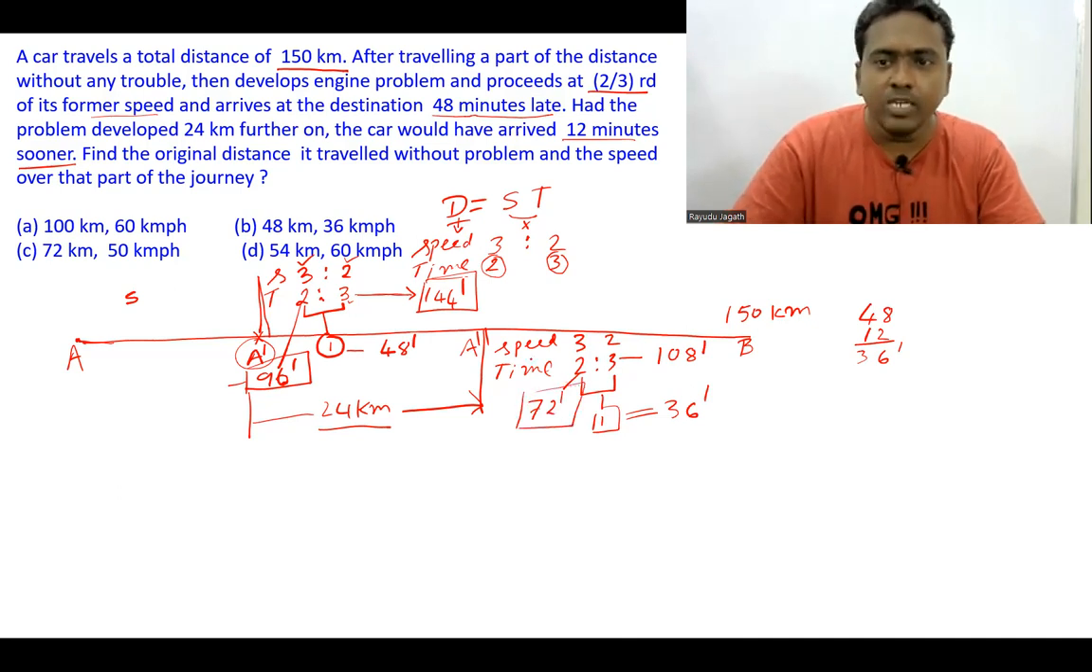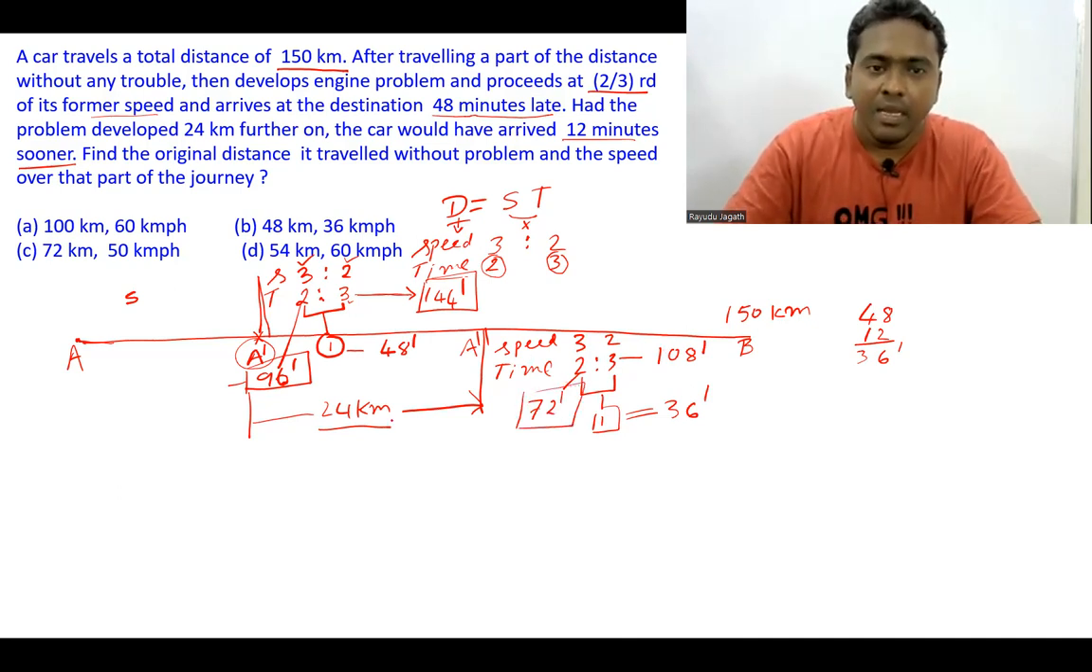Time taken from A dash to B, I repeat clearly. Fault occurs at A dash. Delayed time is 48 minutes. So one part is 48 minutes. Three parts will be 144 minutes, not required for this problem. And 2 parts is the scheduled time from A dash to B, 96 minutes. This is the scheduled time from A dash to B, 96 minutes.